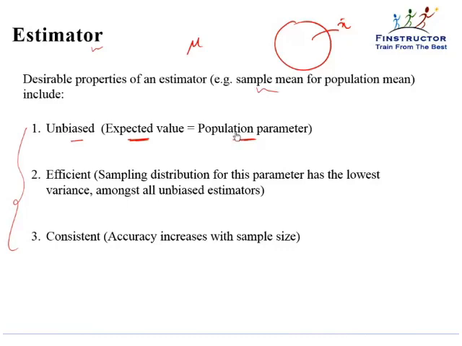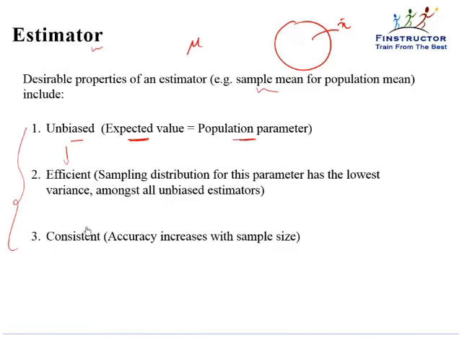But if it's a symmetric distribution, then mean, median, mode are all the same. So expected value of the median is also the same as the population mean. The good estimator is also efficient. That is, amongst all unbiased estimators, the sampling distribution for this parameter or this statistic has the lowest variance as compared to all unbiased estimators.